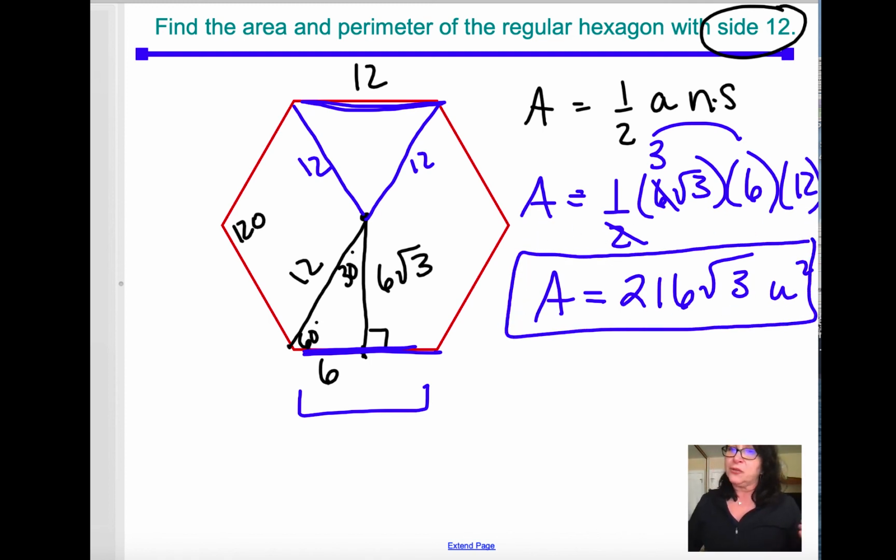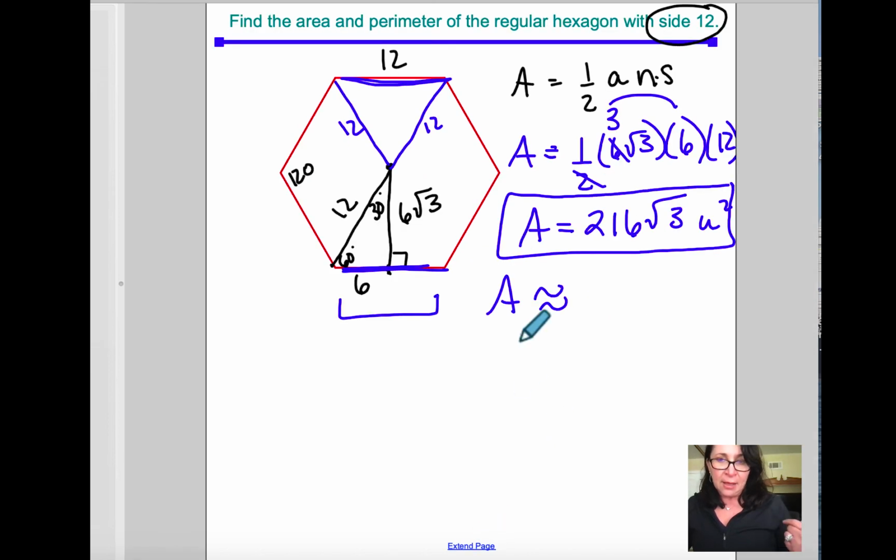And for most of the answers I will expect you to put in exact value, which means there are no decimals. However, if you wanted to know the approximate value of 216 root 3, you would write it like this. The area is approximately 374.12 units squared.